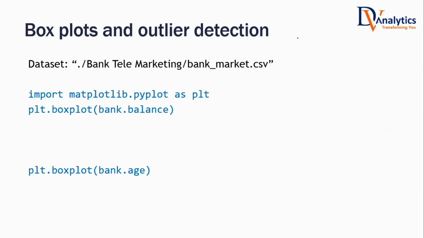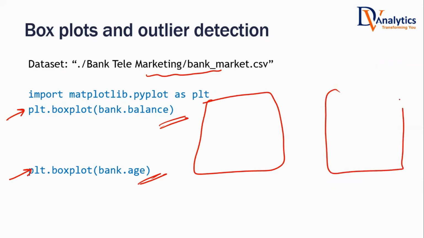What I want you to do as the next part of the exercise is, from the bank telemarketing data, take two variables, balance and age. Draw the box plot for balance, draw the box plot for age, and compare both of them. Yes, I agree that every variable will have outliers, but which one has extreme outliers? Which one has outliers that are permissible? Go ahead, draw the box plots for these two and tell me which variable has extreme outliers and which has permissible outliers.